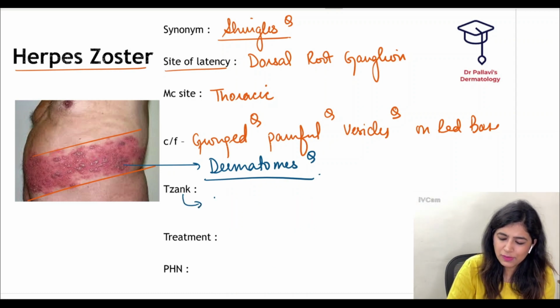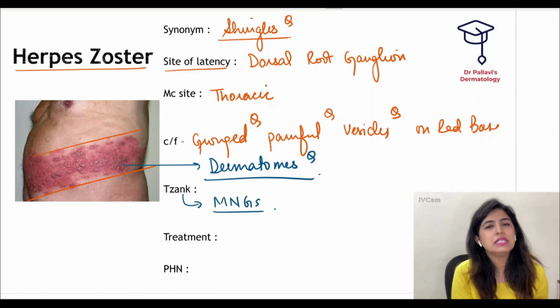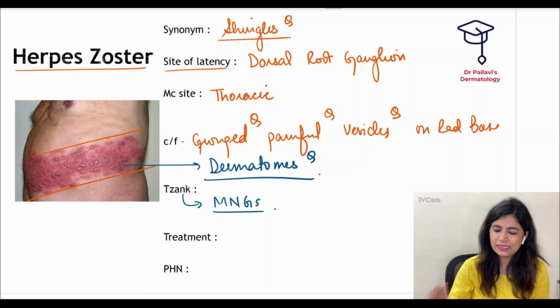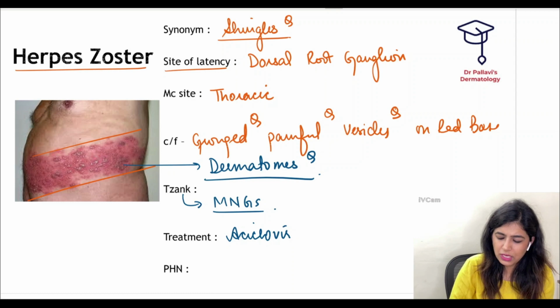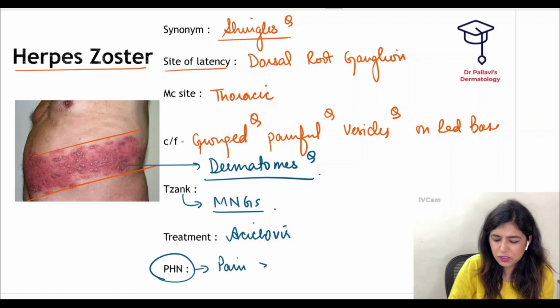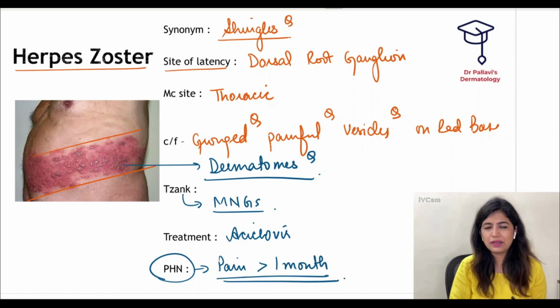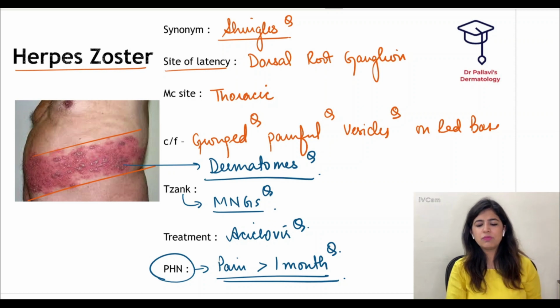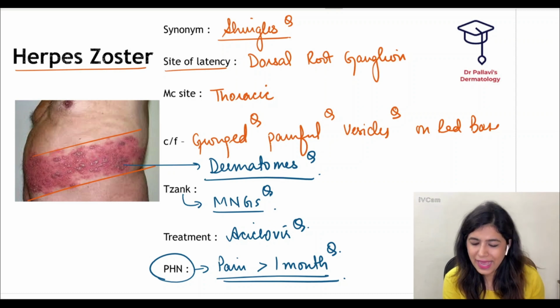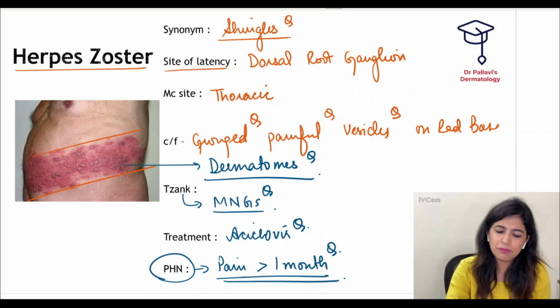If you make a Tzanck smear, it shows MNGs. Who will tell me the full form of MNGs? These are multinucleate giant cells. Treatment of choice, acyclovir. What is post-herpetic neuralgia? That is persistence of pain of zoster for more than 1 month after the disease has subsided. Okay, so this definition is asked, drug of choice, Tzanck finding, the distribution, the most common site, and the latency. All these are important questions.